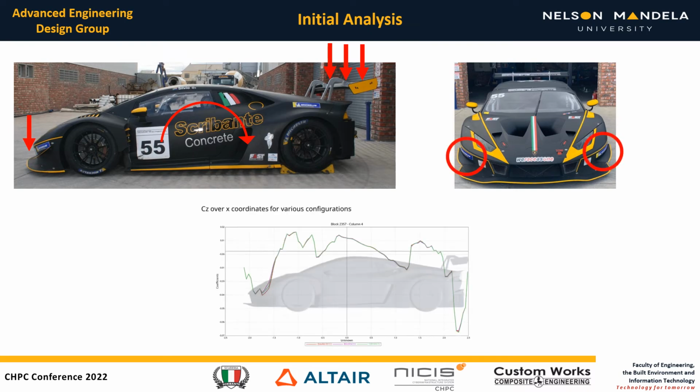The graph shows a plot of the lift coefficient over the x coordinates of the vehicle, and as you can see, the front peak is much lower than the back peak, showing the imbalance in the vehicle. So the way we are going to fix this is we are going to bring down the front peak to match that of the back peak.